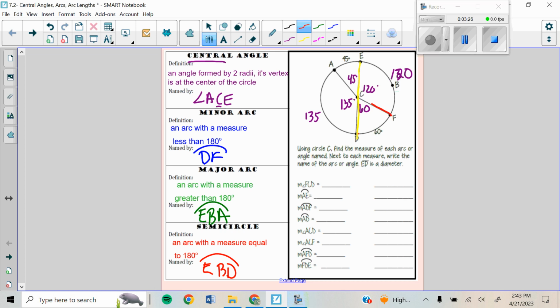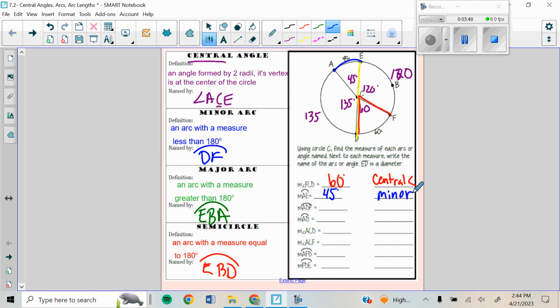All right, so this first one says measure of angle FCD. So F to C to D is that angle, so it's 60 degrees. And the only kind of angle we've talked about today is a central angle. So this is a central angle. All right, now it says arc AE. Arc AE is going to be 45 degrees. Because that's less than 180, this is a minor arc.